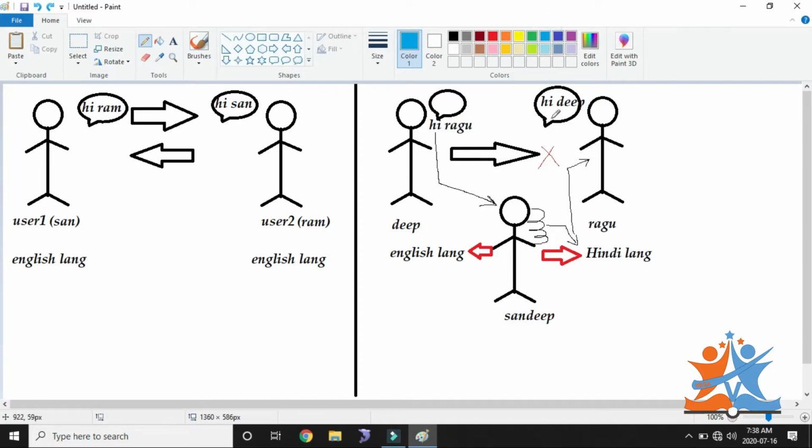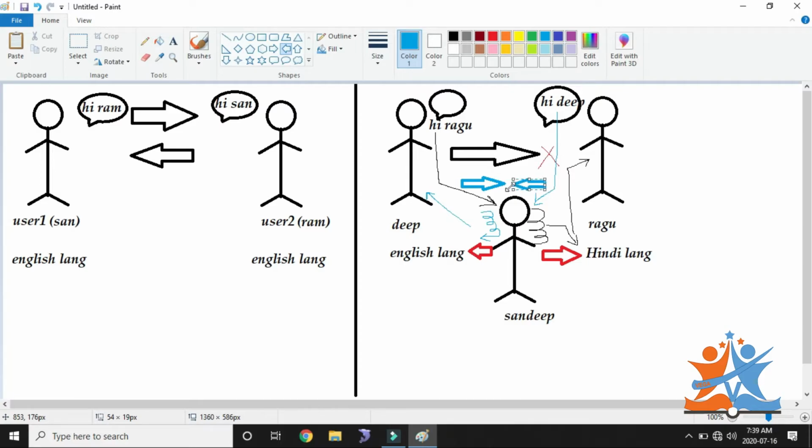One process. This information is given to Sandeep. Sandeep will understand this information and convert and modify it to English format. That English format of information is given to whom? Deep, directly. So now the communication will go in a smooth way.